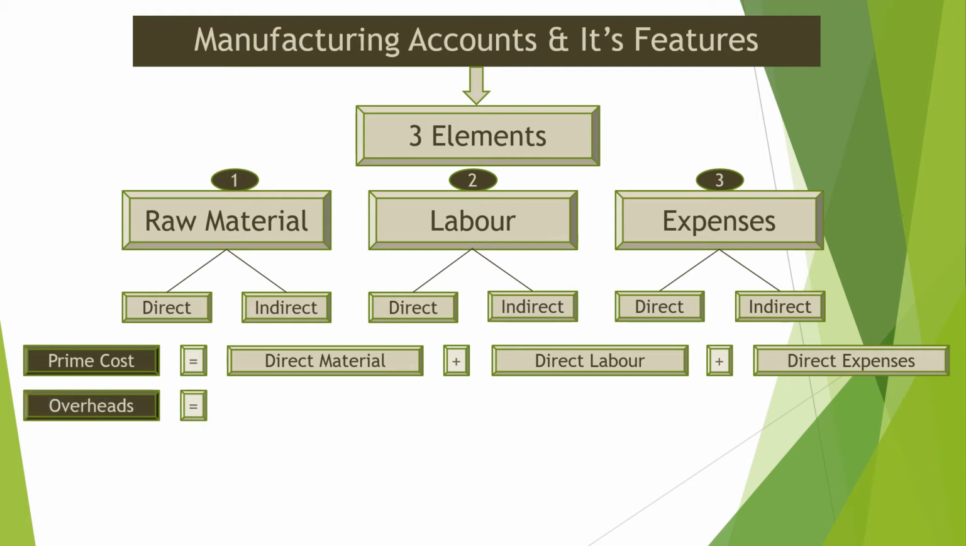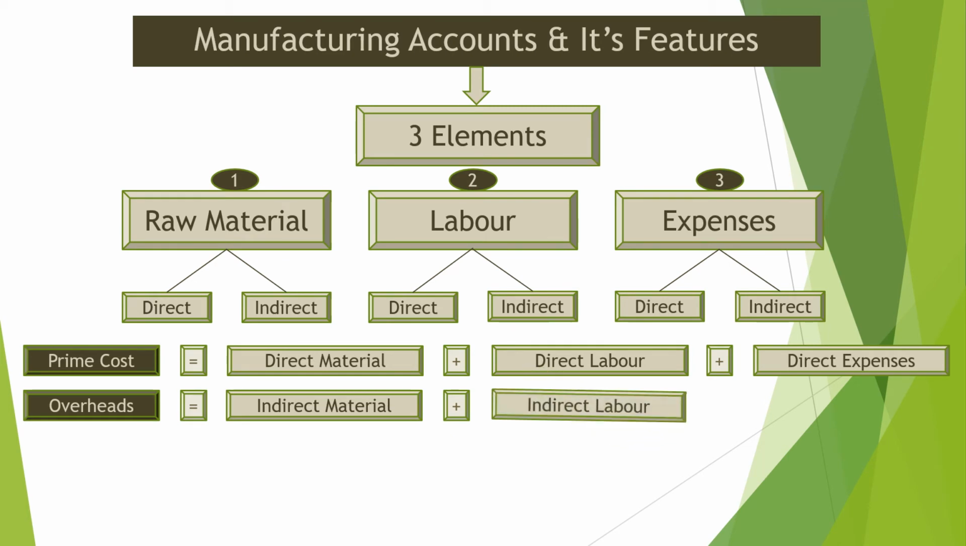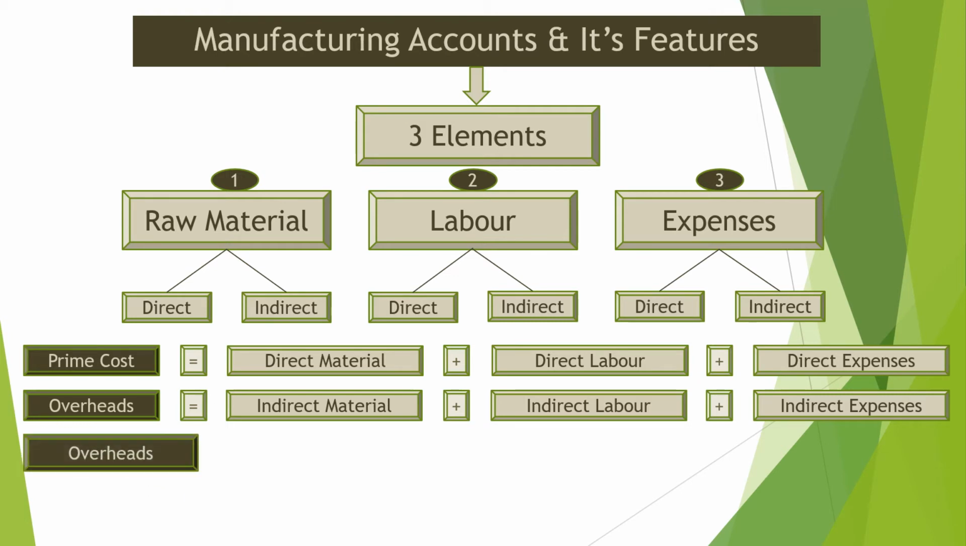Now let's come to overheads. What are overheads? Overheads are equal to indirect material plus indirect labor plus indirect expenses. These three elements of indirect costs will be called overhead. The overhead can further be defined in two categories.